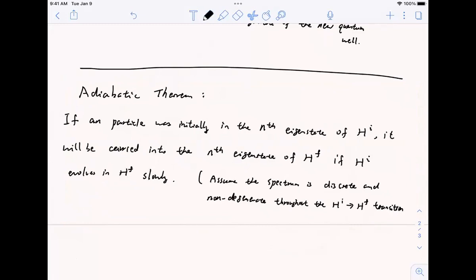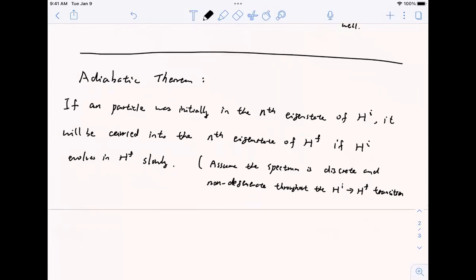So let me go through this again. Okay, if a particle was initially in the nth eigenstate of the initial Hamiltonian, it will be carried into the nth eigenstate of the new Hamiltonian, Hf. If this Hi evolves into the Hf slowly, means very slowly. Okay, how slow? It is much slower than the dynamical time scale of the system. Basically you can make the approximation of time equal to infinity. Okay, and we assume that the spectrum is discrete and non-degenerate.